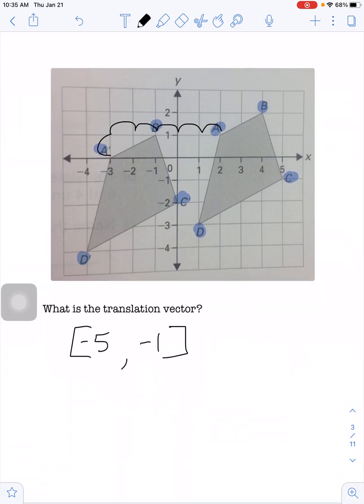Another question here, what is the translation vector for this image? So again, we find our pre-image. Our pre-image is over here on the right this time, and we've moved it to the left and down a little bit. So if we look at how many spaces we moved it to the left, grade 7, we would say we've moved this shape 5 spaces to the left and 1 space down. For grade 8, that would be a translation vector of [-5, -1].